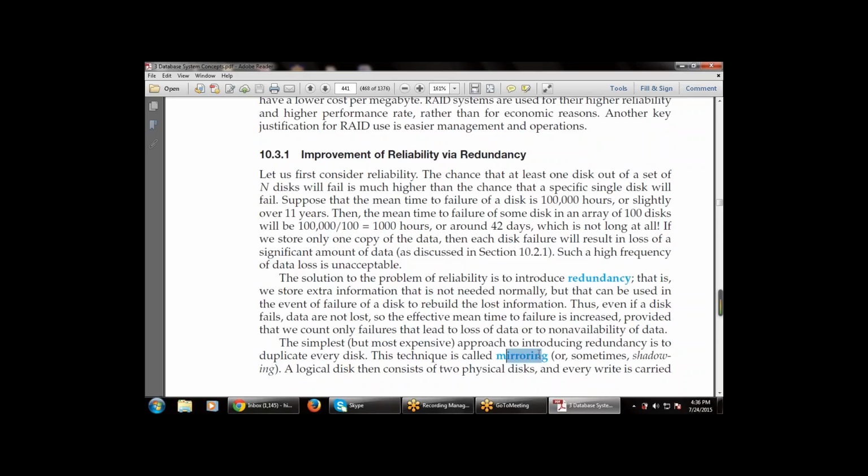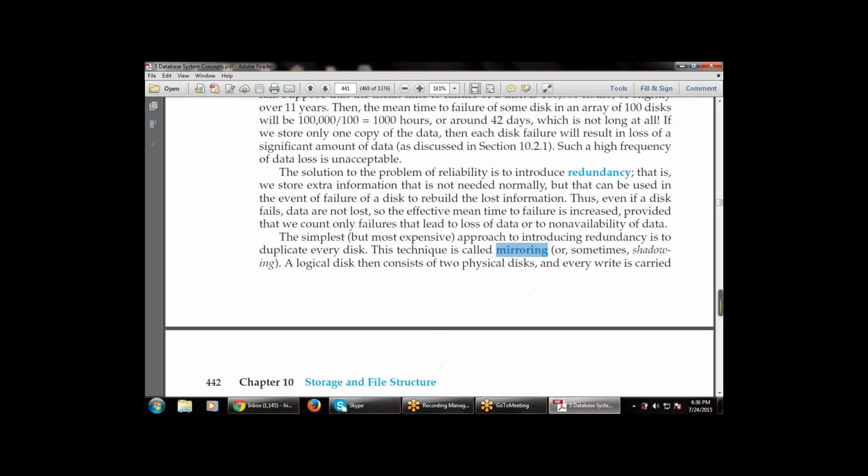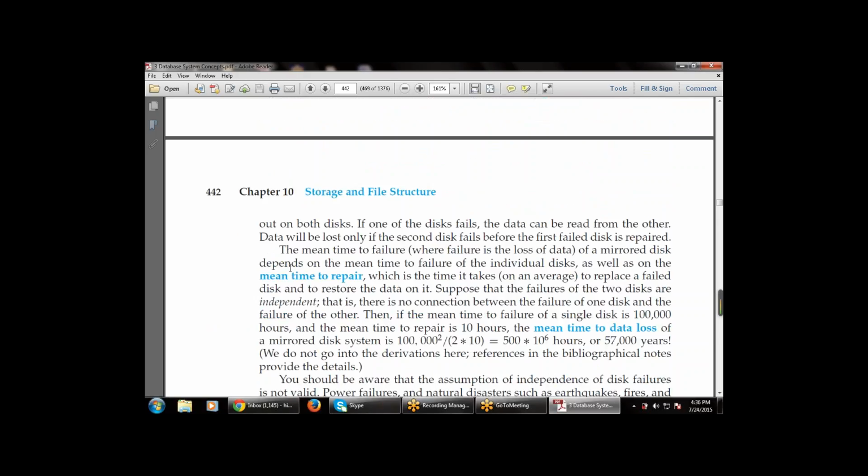And there is another approach that is also used to introduce the redundancy, that is the mirroring. That is the technique is known as the mirroring. And there is a mean time to failure that is also available, that is mean time to repair.